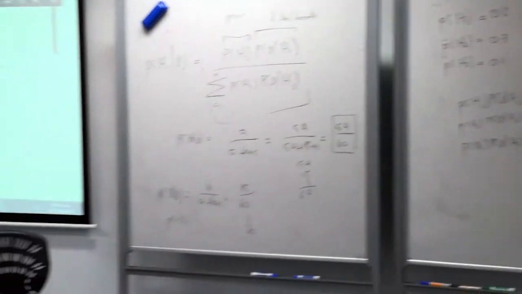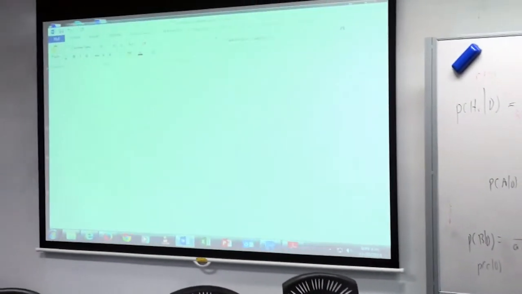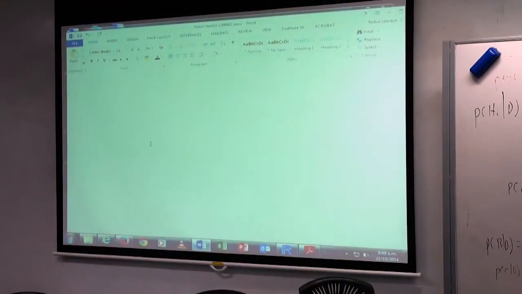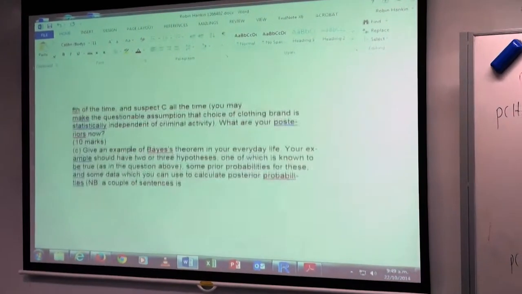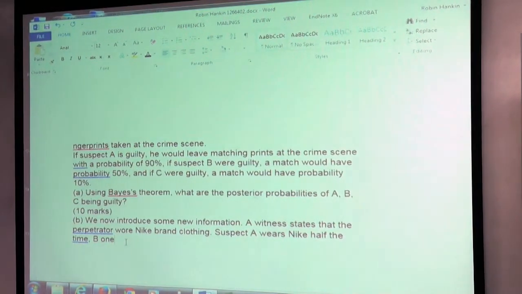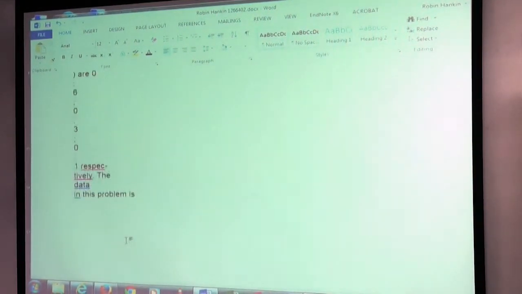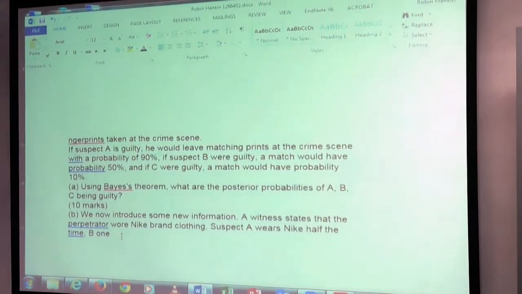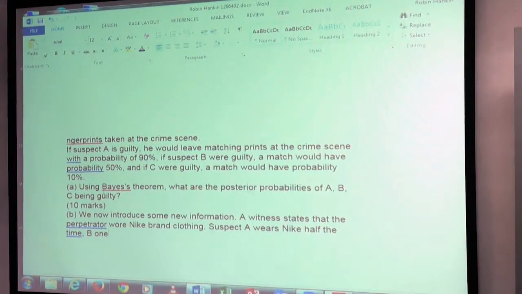Copy, paste. It's not done it very well, has it? The cutting and pasting isn't very good.